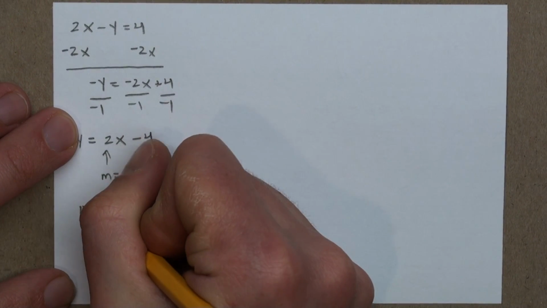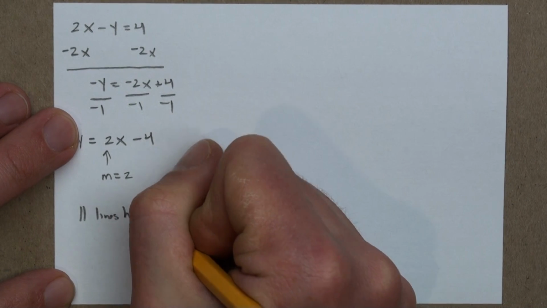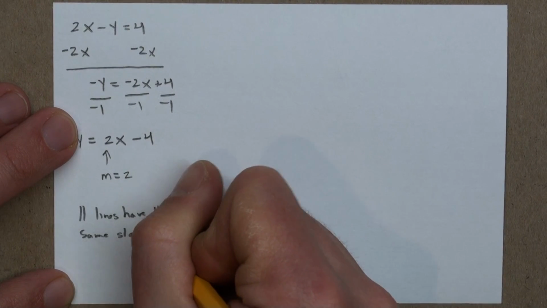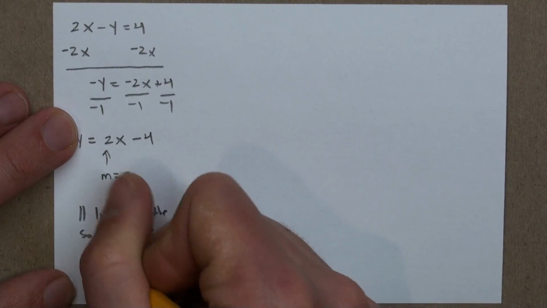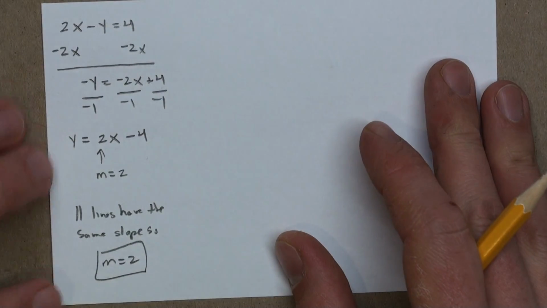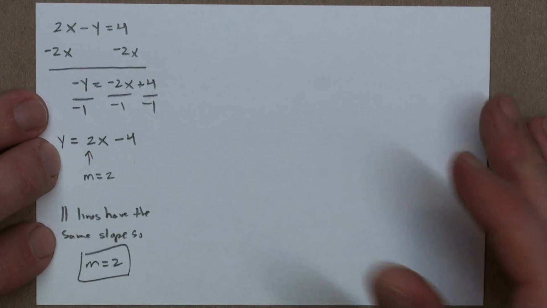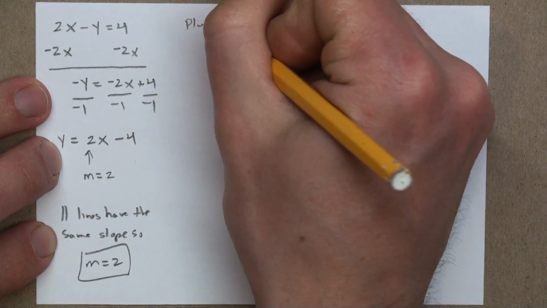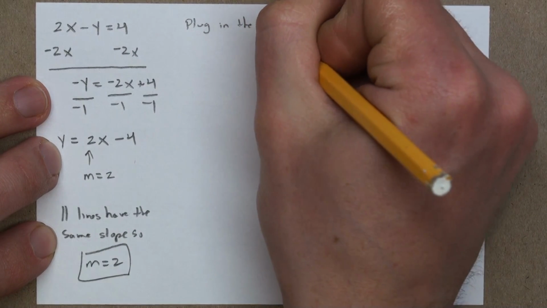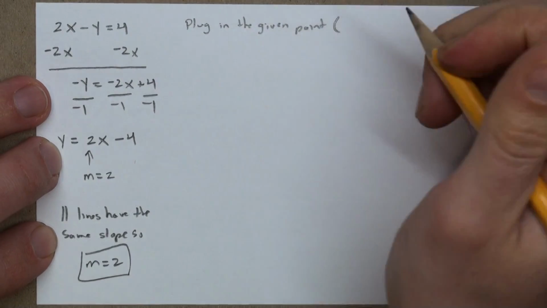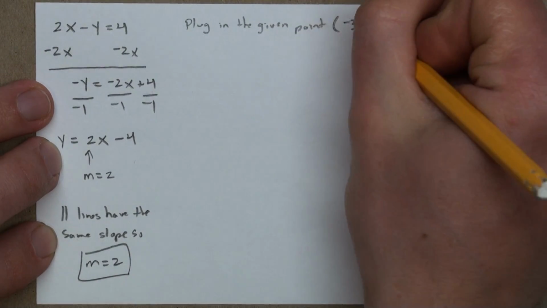And parallel lines have the same slope, so m equals 2. Okay, that's fine. Now, same deal here. Plug in the given point, which in our case is negative 3, negative 11.